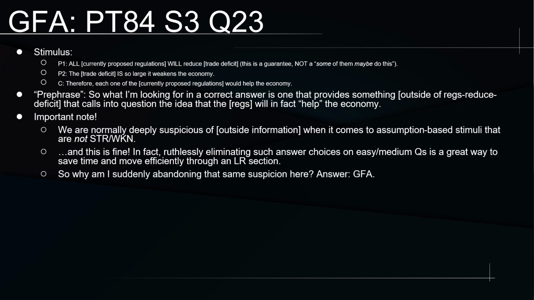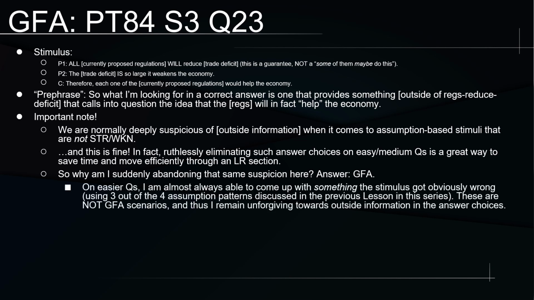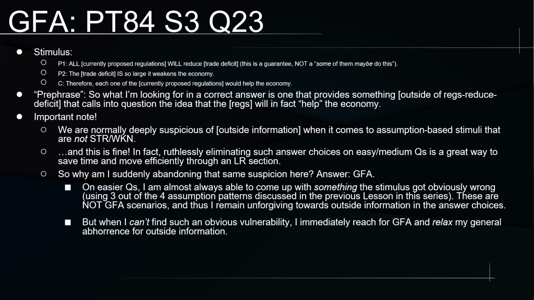So the question is, why am I suddenly abandoning that same suspicion here? And the answer is GFA. On easier questions, I'm almost always able to come up with something that the stimulus got obviously wrong, using 3 out of the 4 assumption patterns that I discussed in the previous LR lesson, number 8. Those situations are not GFA scenarios, and thus in those situations, I remain unforgiving towards outside information that appears in the answer choices. But when I can't find such an obvious vulnerability, I immediately reach for GFA, and that's my sign that I'm going to relax my general abhorrence for outside information.